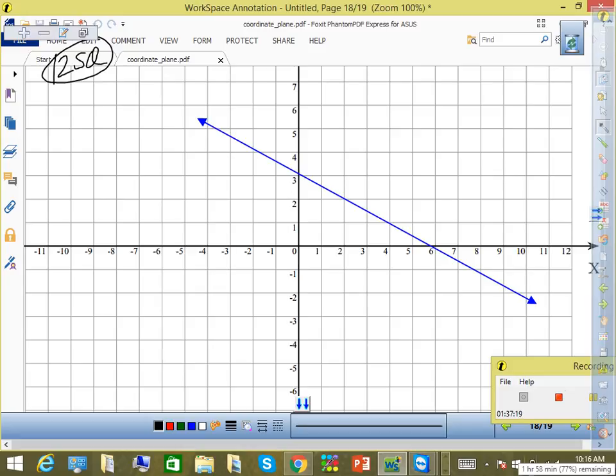Because now we're going to go backwards. We're going to write an equation given a graph. We're going to write an equation given the graph. So for number 12 super cube, I want you to write on the side, write an equation for the line. Okay?